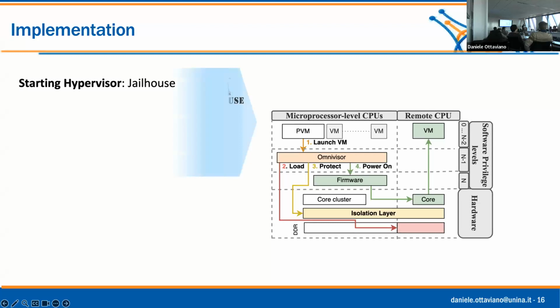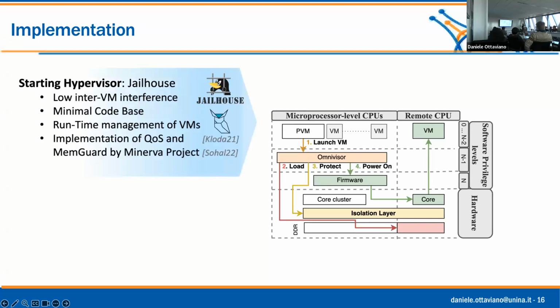Okay, I'm going to go to the conclusion and to the results. From the implementation point of view, we decided to use Jailhouse for a couple of reasons, principally because it has very low overhead, and because it already has a ready-to-use implementation of QoS mechanisms and software bandwidth regulation, in this case MemGuard, done by the Minerva project. Reusing this kind of partitioning hypervisor gave us the possibility to focus on the other parts of the system. So the QoS was already done.